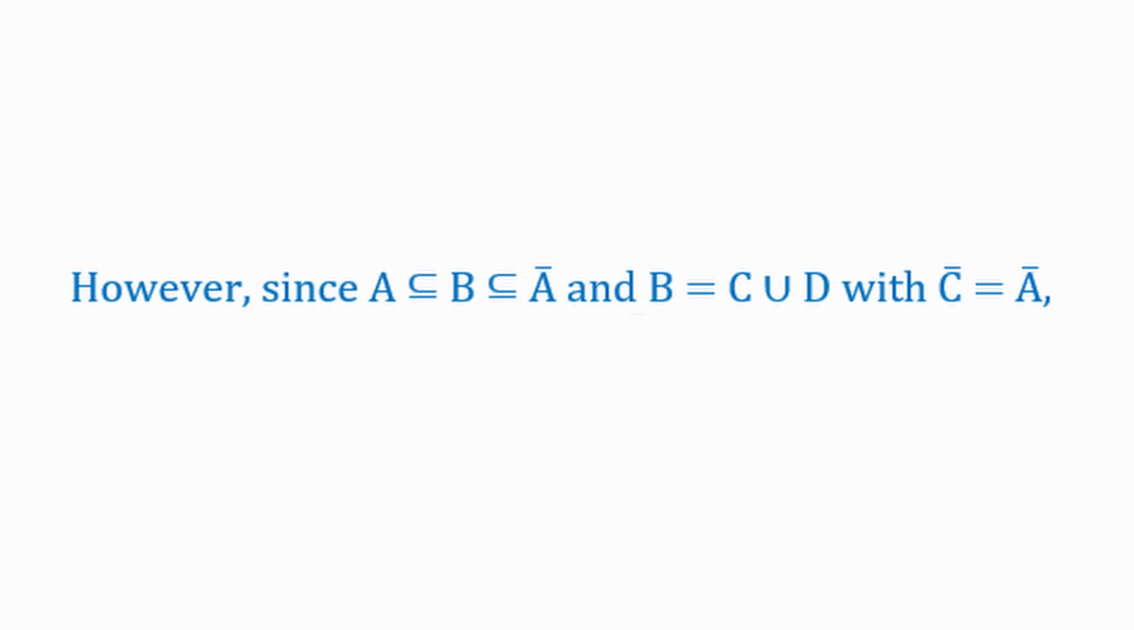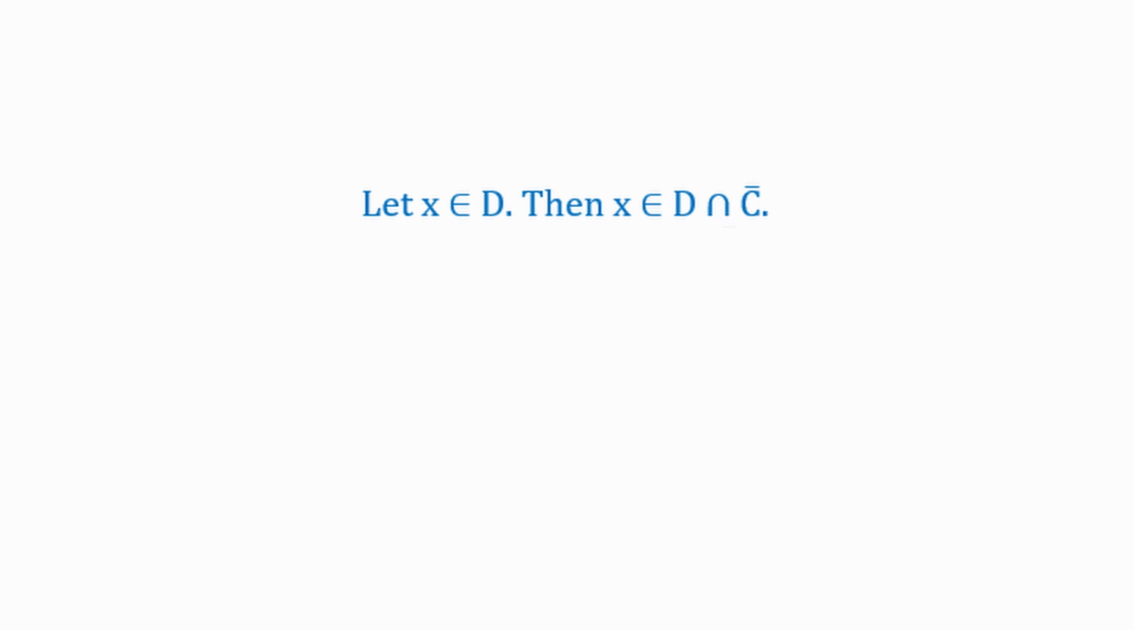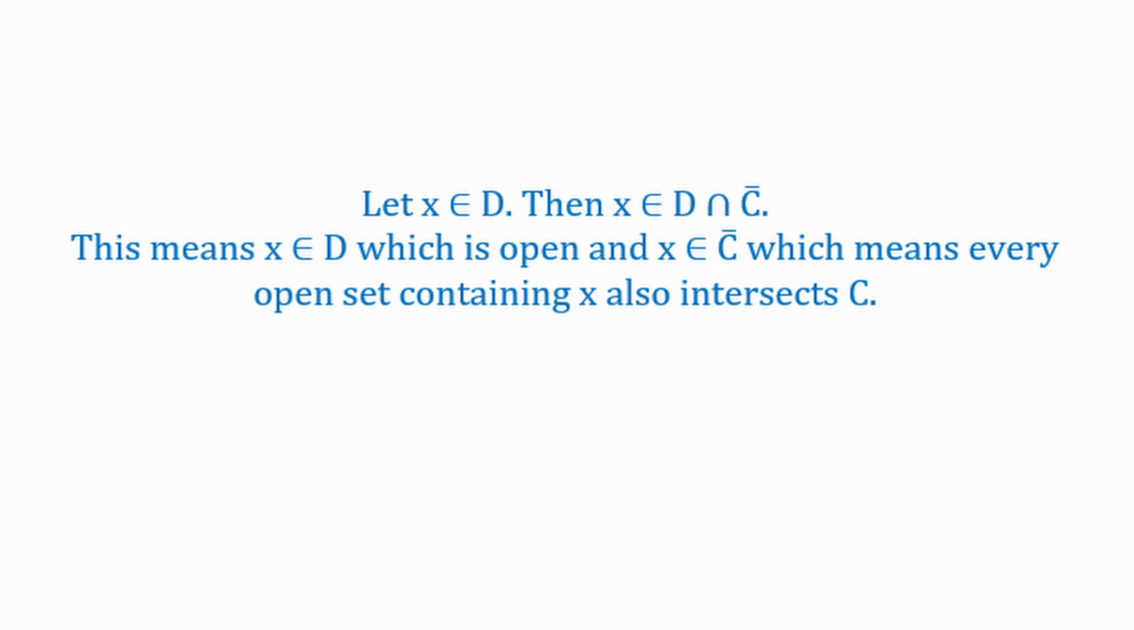Going off what we have from the start, since A is a subset of B, which is a subset of A closure, and B equals C union D, with C closure equals A closure, we now have the fact that C union D is a subset of C closure. So let's take any point X and let's throw that in D. So if X is in D, then because C union D is a subset of C closure, X must also be in D intersect C closure, which means that X is in D, which is open, and X is also in C closure, which means every open set containing X also intersects C.